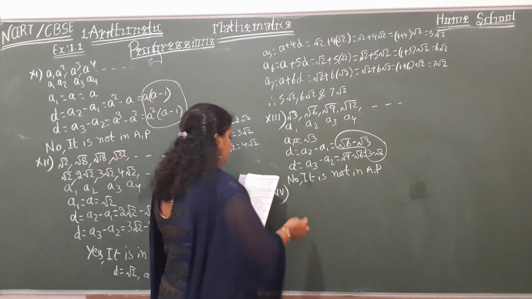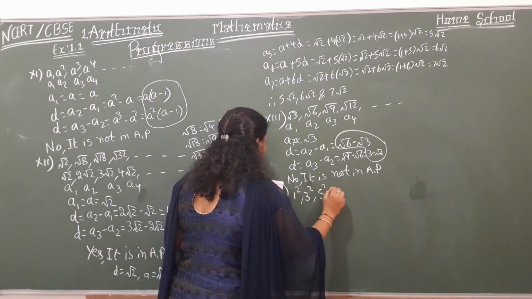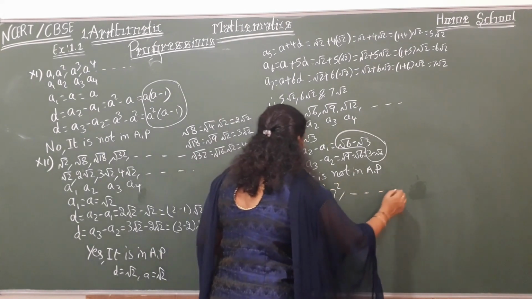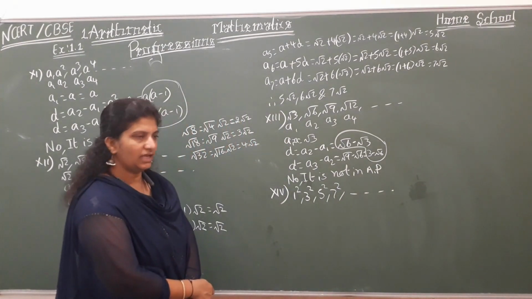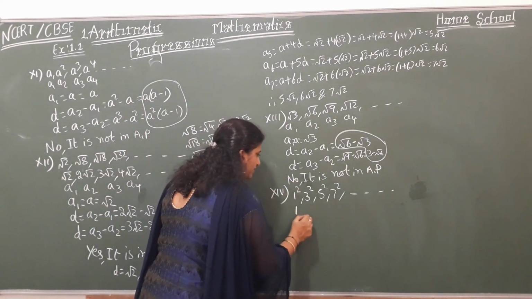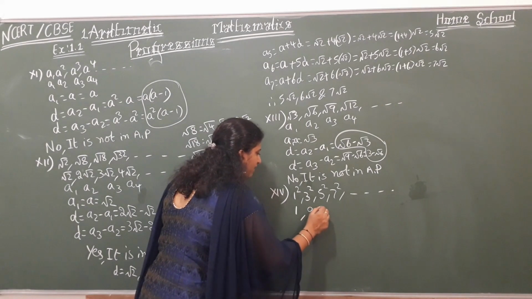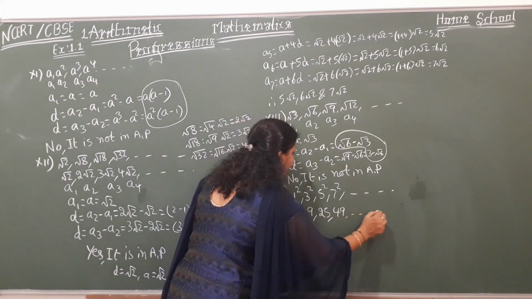14th problem. Last but one. 1 square, 3 square, 5 square, 7 square, and so on. What is this? How could we find this? Let's apply the squares table. 1 ones are 1, 3 threes are 9, 5 fives are 25, 7 sevens are 49.